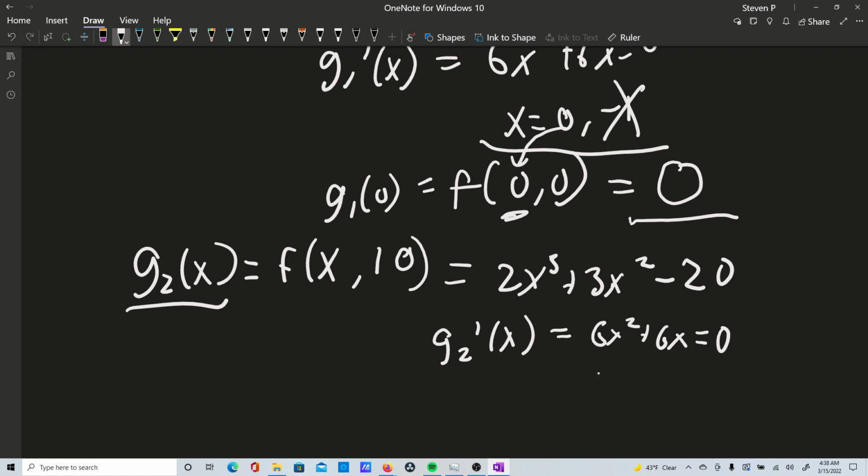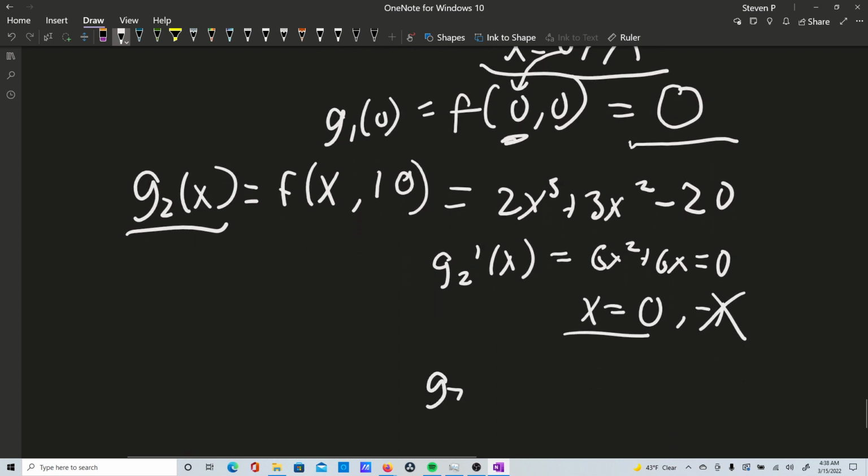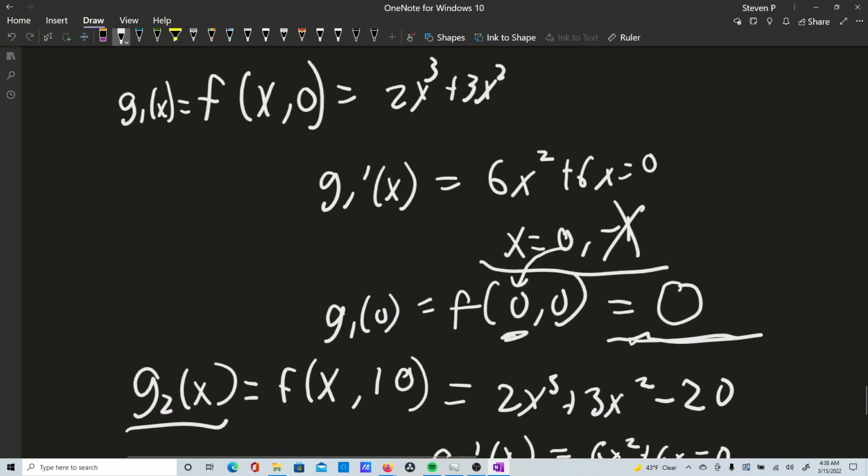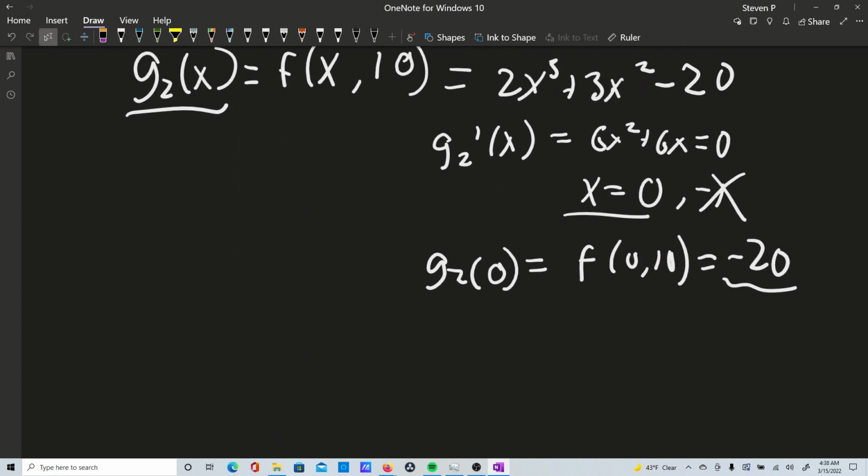The crit point is still the same, right? x is equal to 0 or -1, but -1 is not in the domain. So now you just plug in g2 of 0, which is equal to f of 0 comma 10, which is equal to minus 20. Okay, so you basically just keep doing this for all 4 lines. And just for thoroughness' sake, I will show you.